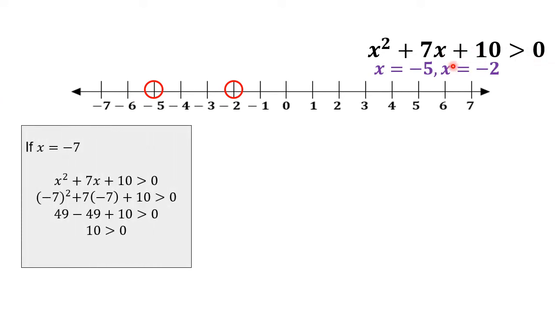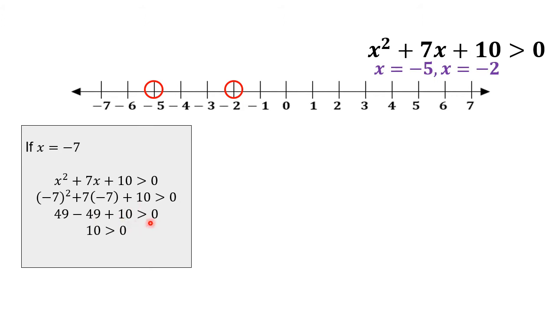Okay? So, there. If x is equal to negative 7, so let's substitute. Okay? So, negative 7 will replace x. So, we have here negative 7 squared plus 7 times negative 7 plus 10. Is it greater than 0? Okay? So, negative 7 squared is equal to 49. 7 times negative 7 is equal to negative 49.